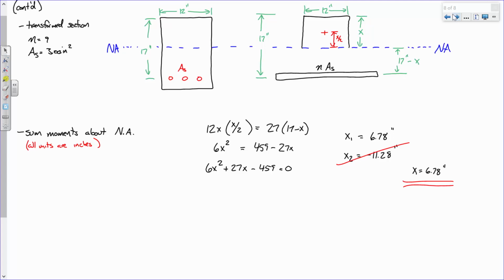When we set up our table last time, it was kind of big because we had to figure out where the centroid is. But we don't have to figure that out here because we know where it is. It's 6.78 inches from the top. So the table that I set up is actually going to be a bit smaller, so I just wanted you to be aware of that.